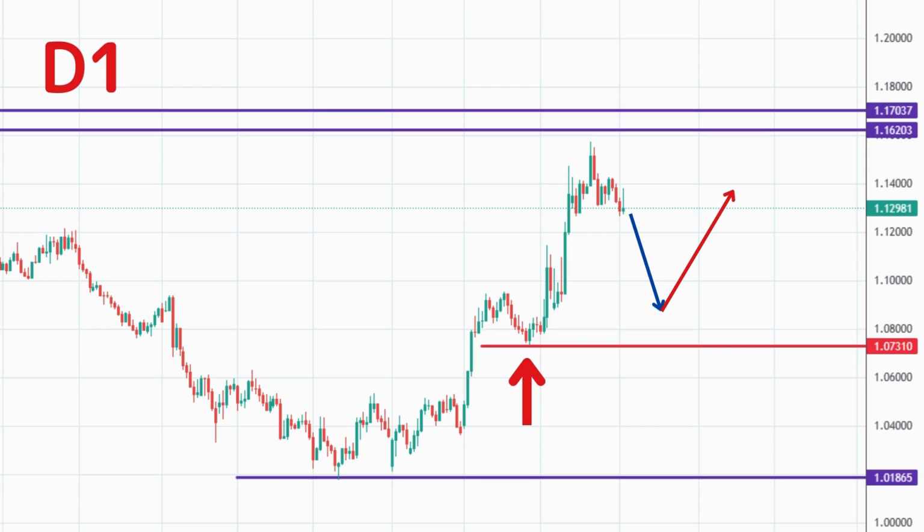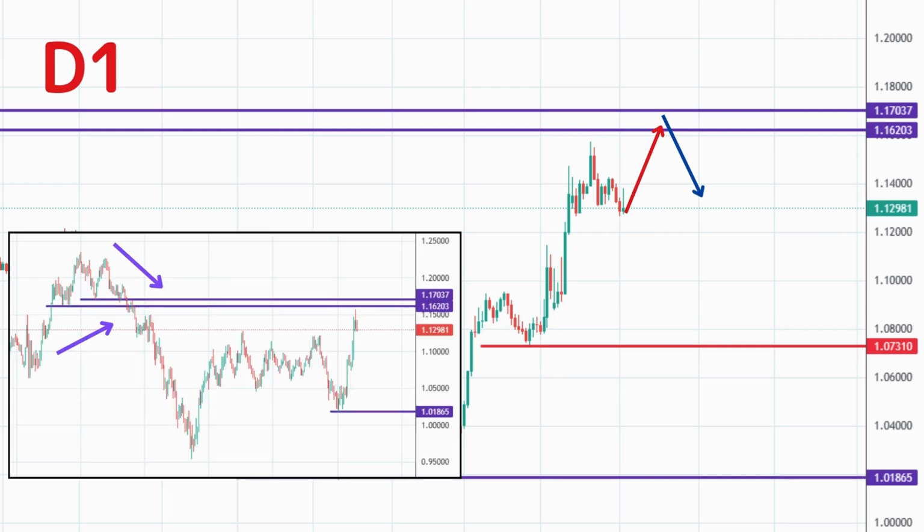Since both the weekly and daily charts are showing bullish structure, the basic strategy should be to look for buying opportunities. That said, if the market continues to rise from here without a pullback, short-term selling opportunities might also emerge, especially if the price reacts at clear resistance zones like this or this.